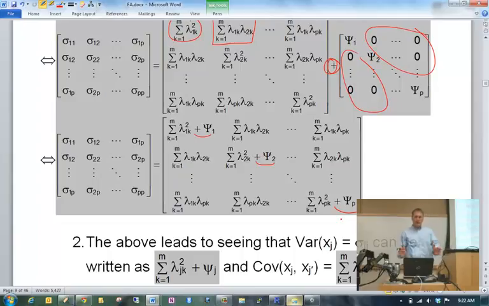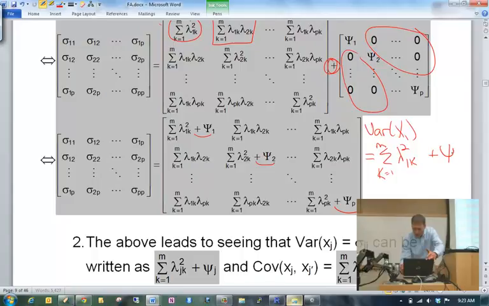So what this means for us is this. For example, the variance of x1, based upon our model, looks like this: take the sum over all your common factors of the corresponding lambdas for that x, and then plus the specific variance for that corresponding specific factor.